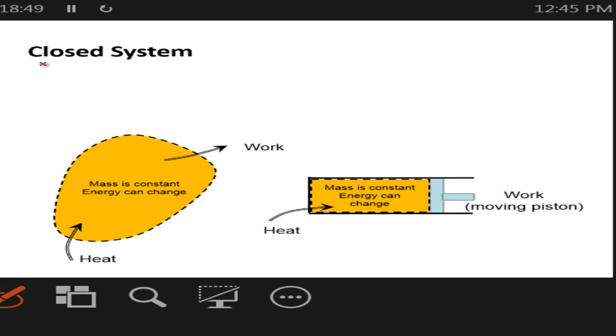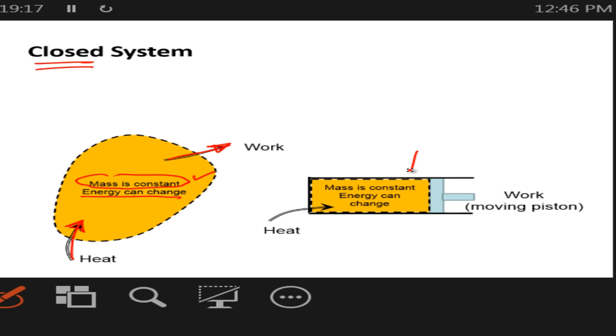You can have a closed system, meaning that you can have heat transfer into the system, you can have work transfer out of the system, but the mass is constant. There's no mass transfer across the boundary of a closed system. The energy can change, go up or down, of a closed system. The size can go larger or smaller, but not the mass. No mass across the boundary.